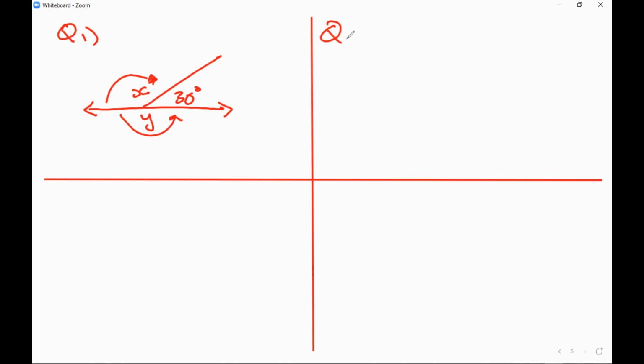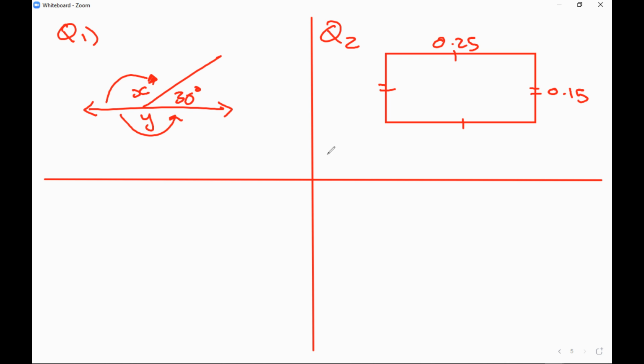Question number two, if I have a rectangle and I ask you to find for me, if this is 0.25, those two sides are equal, and this is 0.15, see if you can get the perimeter and the area for this one. Perimeter and area. And it's in centimeters.